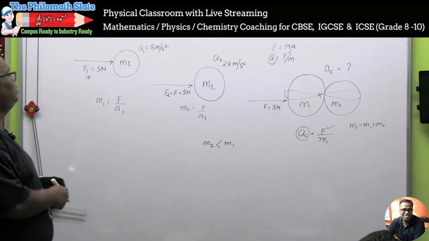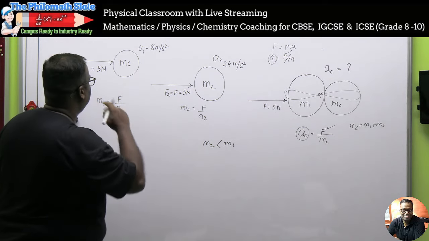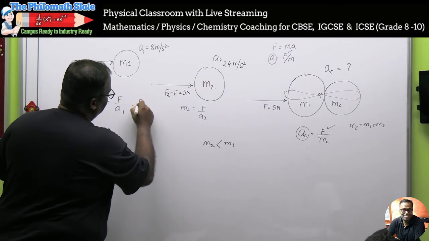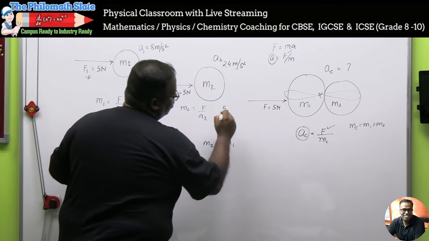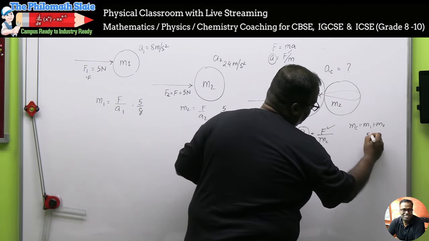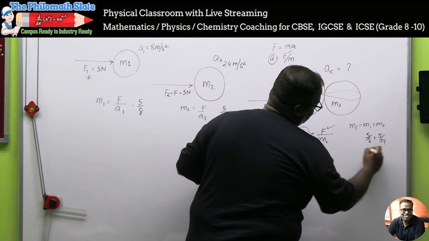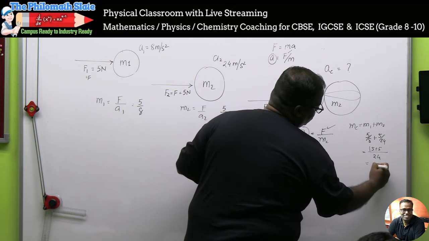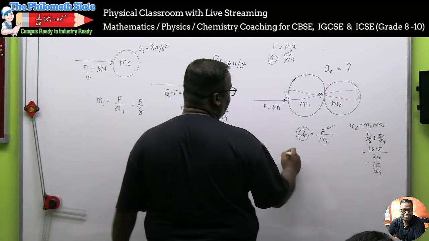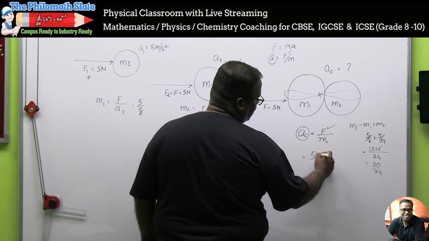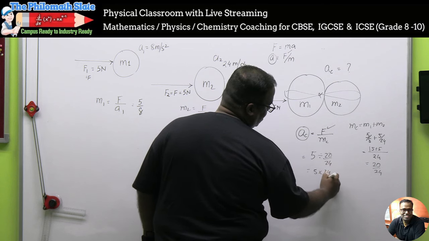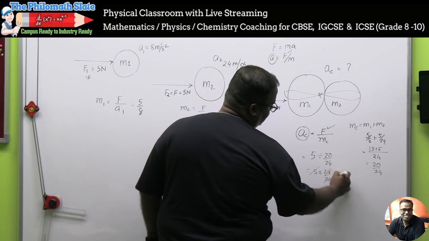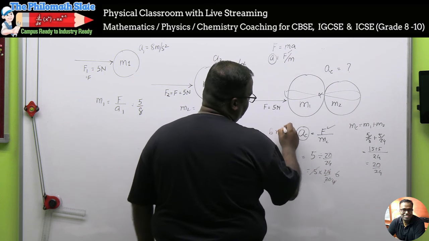चलो निकालो. How much is the mass out here? 5 by 8. Agreed. How much is the mass out here? 5 by 24. What is the combined mass? 5 by 8 plus 5 by 24. What is the LCM? 24. 3 5s are 15 plus 5, which is equal to 20 by 24. So final acceleration should be equal to how much? 5 divided by 20 by 24. So it should be 5 into 24 by 20. 5 4s are 20. 4 6s are 24. So final acceleration is 6 meter per second square.